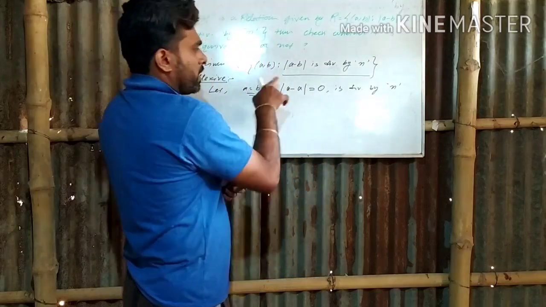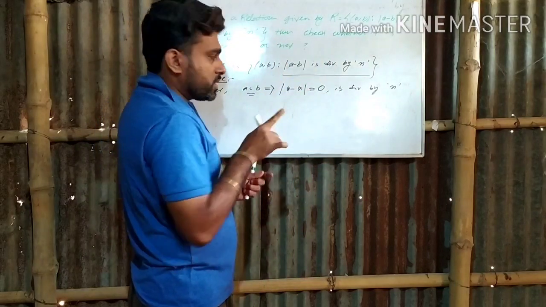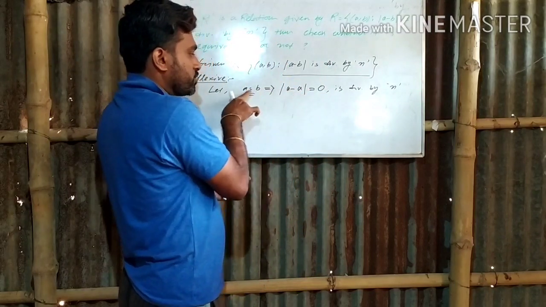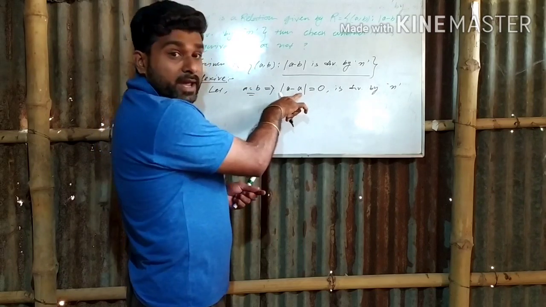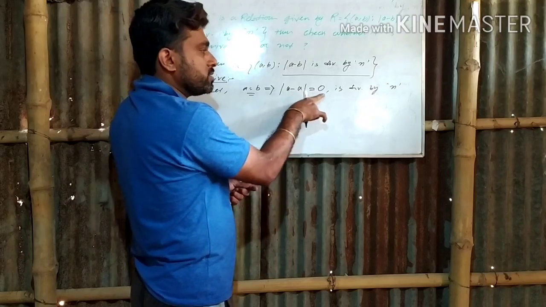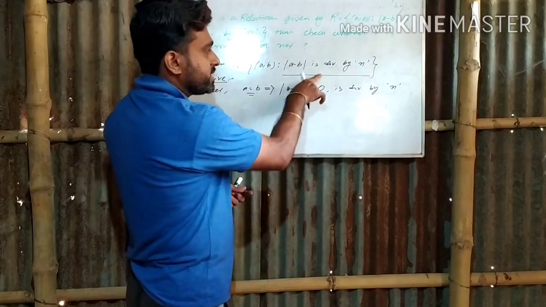So that means this condition is satisfied here. The modulus of A minus A, that means you have chosen A equals to B. In place of B you have put A actually. So A minus A equals to 0. So 0 is divisible by N. The condition is satisfied here.